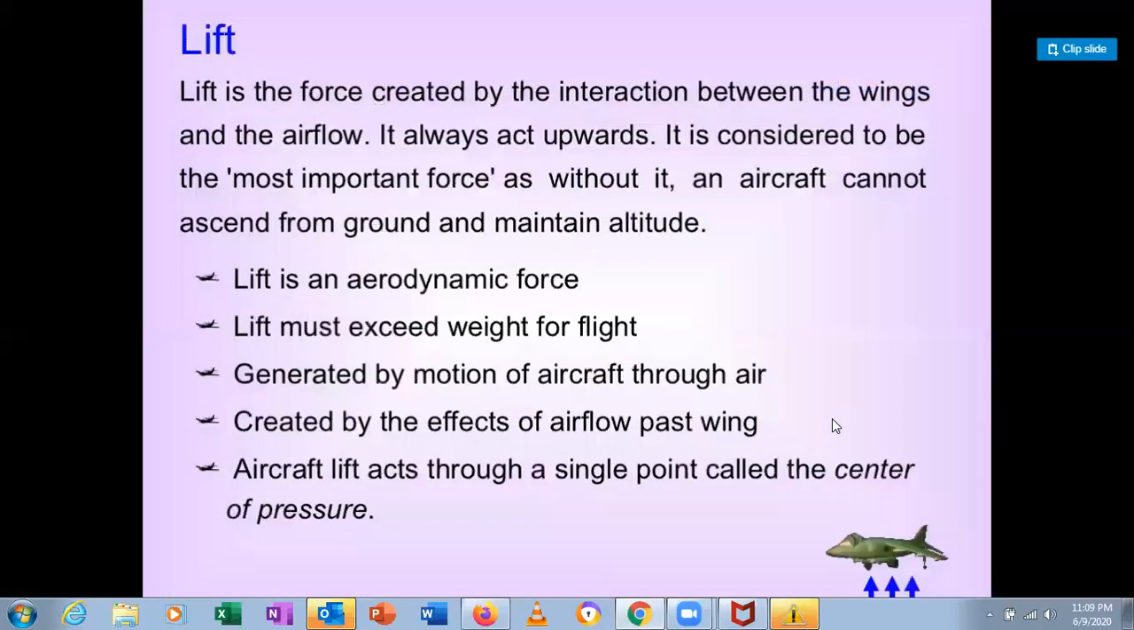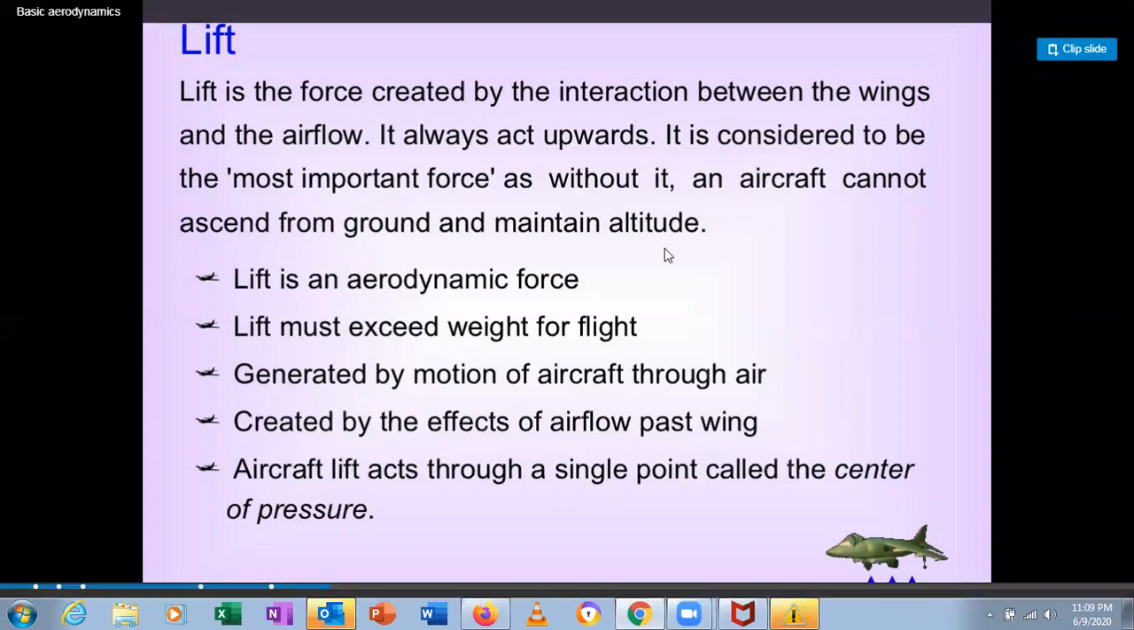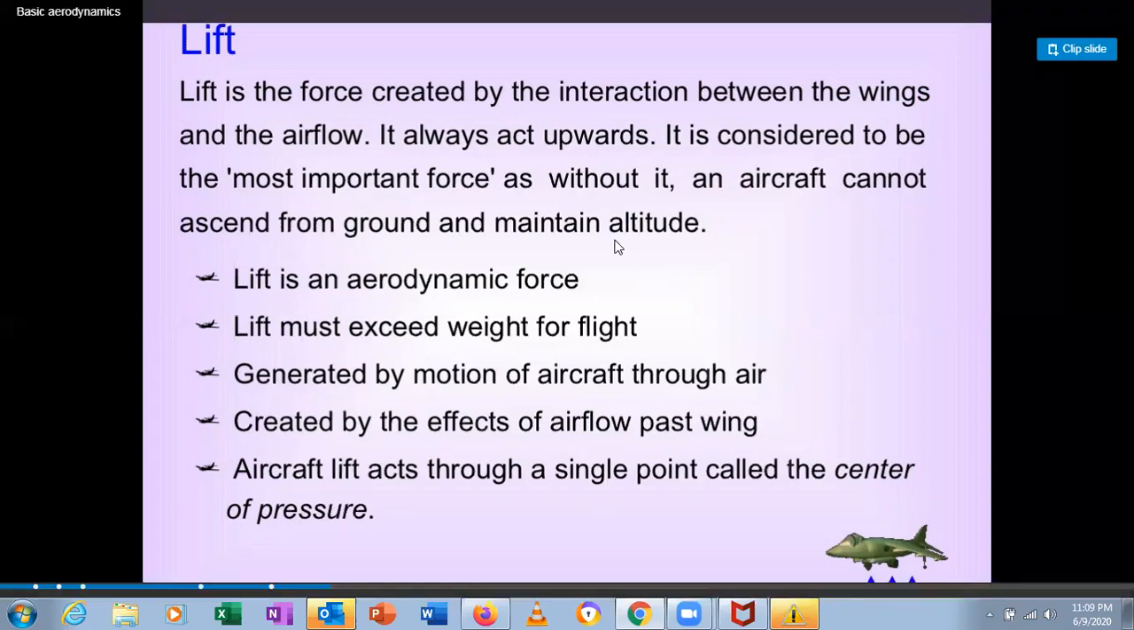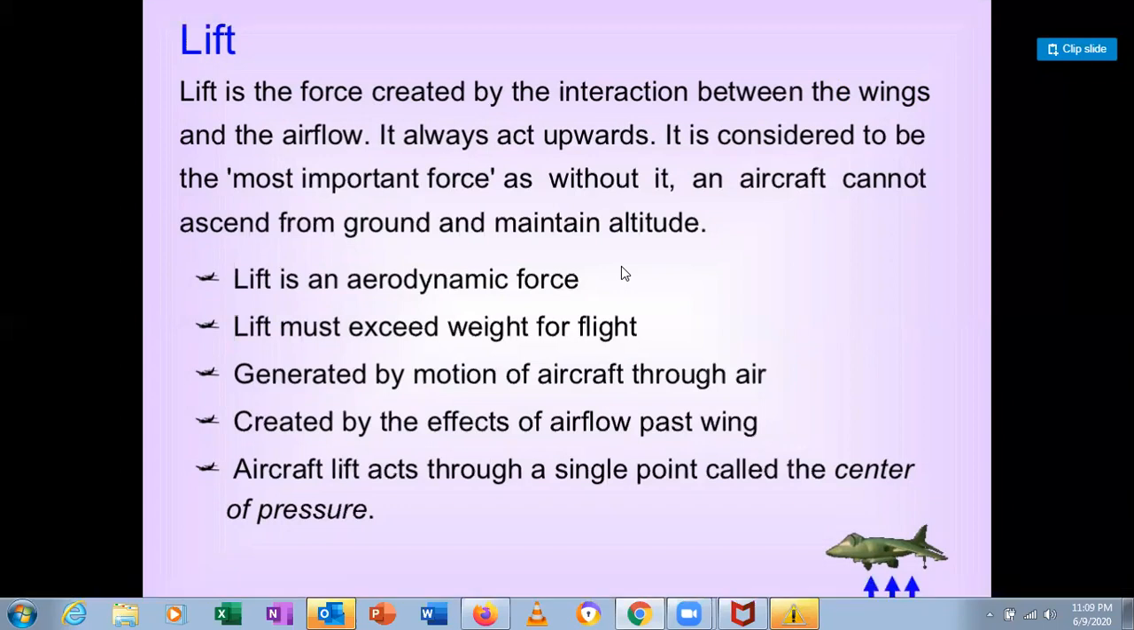So lift, what is this lift? Lift is nothing but the force created by the interaction between the wings and airflow. It always acts upwards. It is considered to be the most important force, as without it an aircraft cannot ascend from the ground and maintain altitude. The equation of the lift is L equals half rho V squared S into CL. Half rho, rho is the density of air, V is the velocity of the air, and S is the surface area. So half rho V squared S into CL. CL is the coefficient of lift.